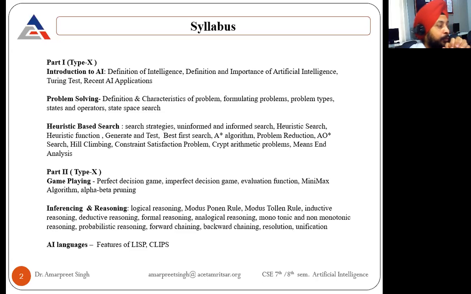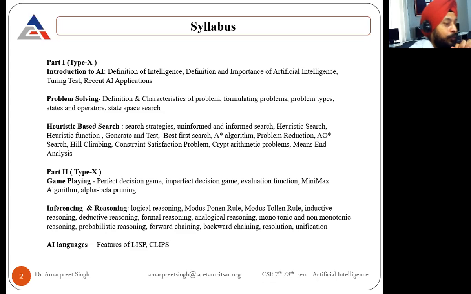Then we will move to the second chapter, known as problem solving. Here, first of all, we will see the definition of the problem and the characteristics of the problem. From the characteristics of the problem, you can know the nature of the problem, what to do, and how to solve it. That can be seen through the characteristics of the problem.